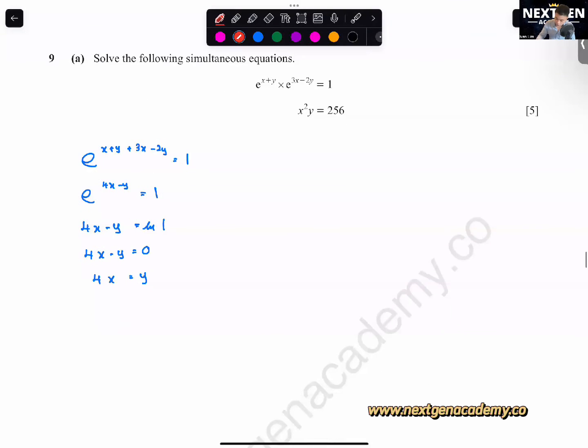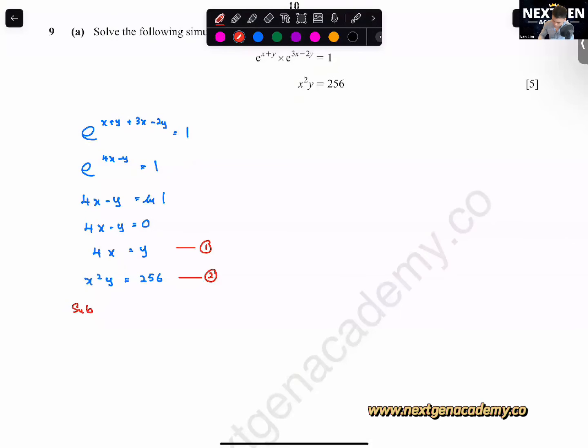Okay, I can take this as my first equation. x squared y, I can take this as my second equation. Okay, I'm going to sub 1 into 2. You can do e to the power of 0 also. So x squared times 4x equals 256. This will get 4x cubed equals 256. x cubed equals 64. x equals 4.